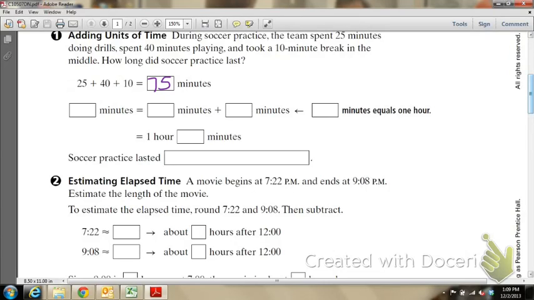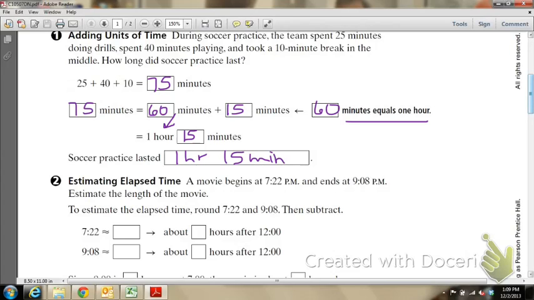Well, 75 minutes is more than an hour. So you have to think about how many minutes equal an hour? That's 60. So we're going to take 75 and write it as 60 plus how many extra? 15. So that 60 minutes becomes 1 hour and 15 minutes. So soccer practice lasted 1 hour and 15 minutes, because you wouldn't say that it lasted 75 minutes. You would turn it into hours and minutes. So that's the trick with elapsed time, is you have to change your units a little bit.